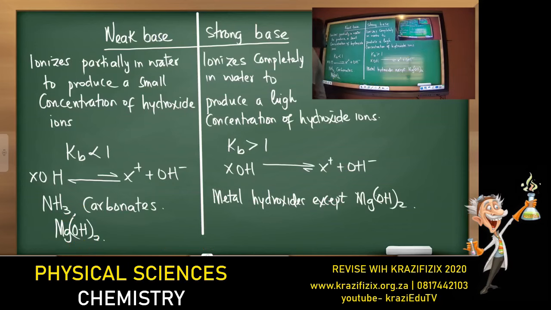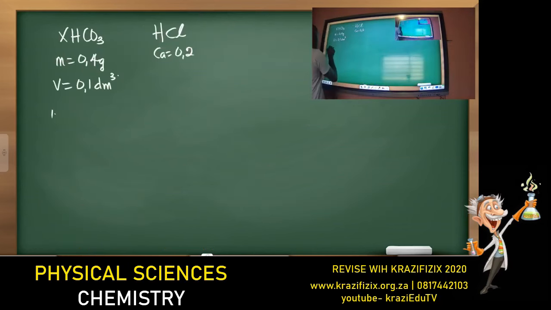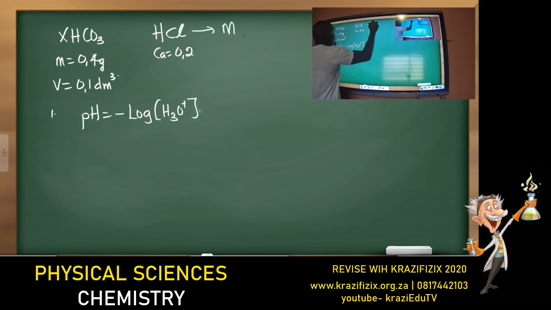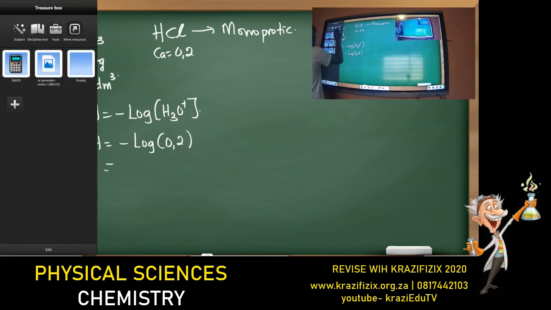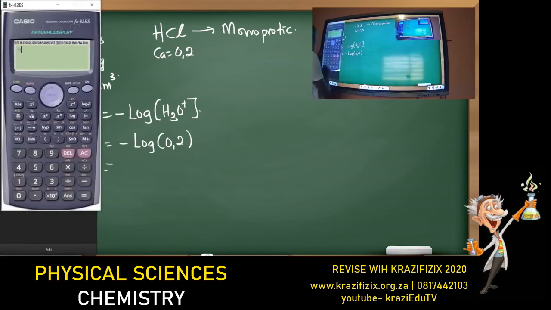That's very straightforward. So the first one, pH would be what? Negative log hydronium ion concentration. Mind you, this is a monoprotic acid. So if it's monoprotic, it's a ratio of 1. My pH therefore would be negative log of what? 0.2. And what is that answer going to be? Negative log of 0.2, we close the bracket. We have 0.698, which is 0.7.